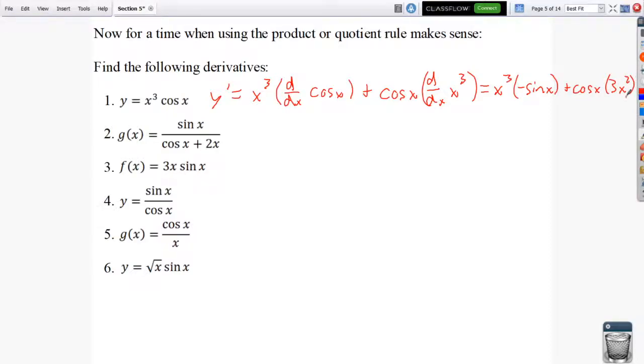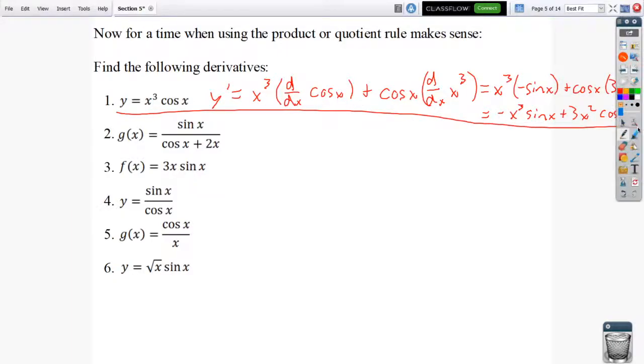I would clean this up just a little bit. So I would have negative x cubed sine of x plus 3x squared cosine of x. Honestly, if I was doing this problem, I probably would have flipped the order, just because I think 3x squared cosine of x minus x cubed sine of x just looks cooler, but this is your final answer here. There's number 1. You will now be responsible for doing that kind of stuff.